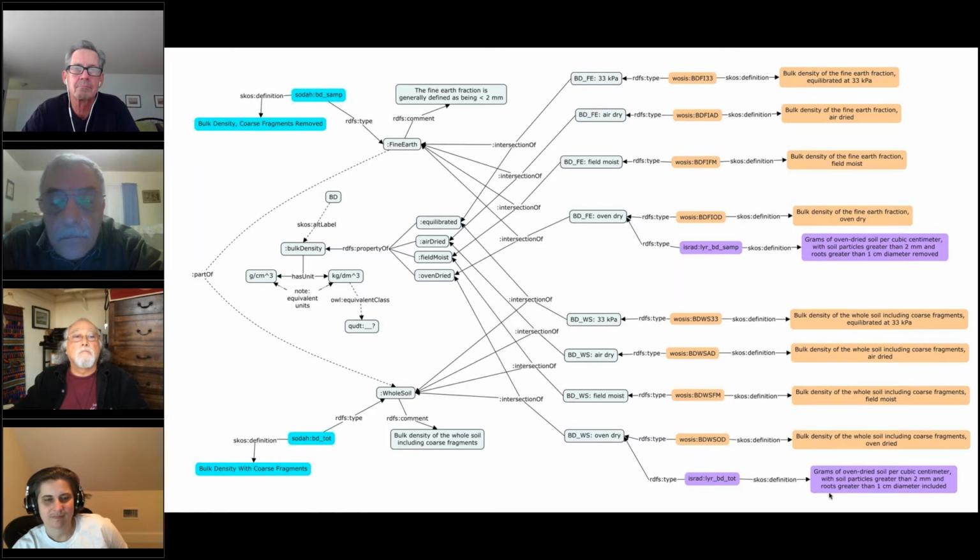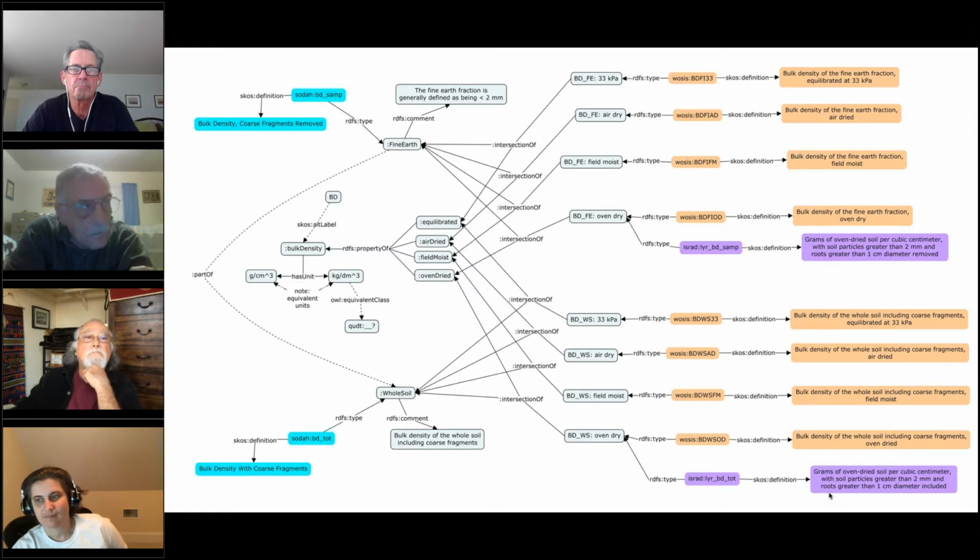I also want to point out that if you look under bulk density, I just tried to capture some of the units that were used. And I wasn't sure, well, we have equivalent units. I wasn't sure what's in some of the other units of measure ontologies. So is there an equivalent class, for example, in QUDT, so we don't have to recreate the wheel? We can just bring in something that's already well defined.